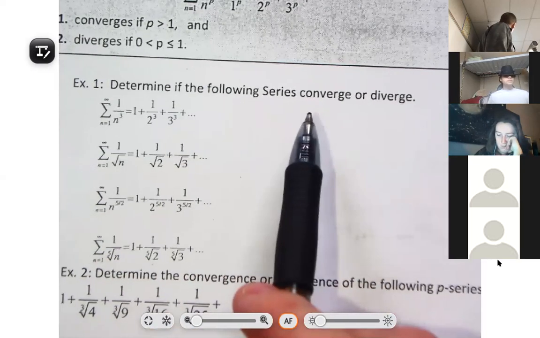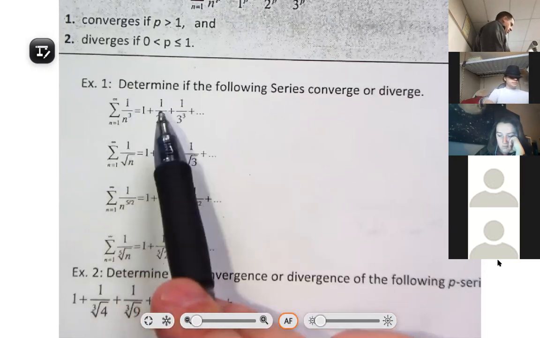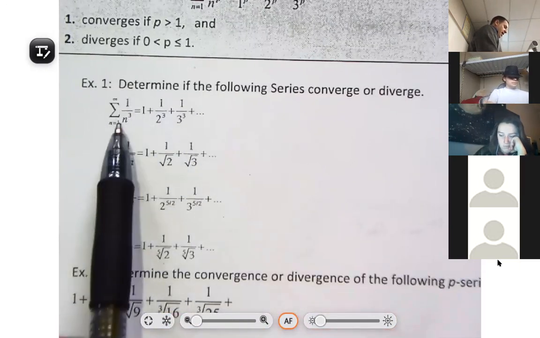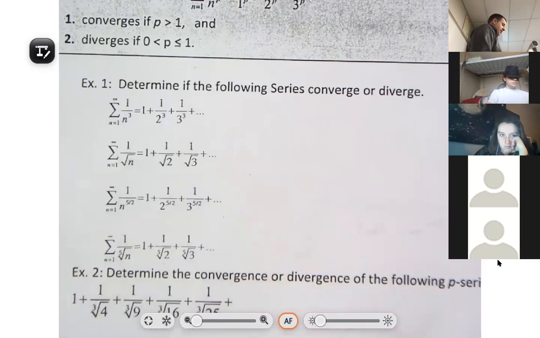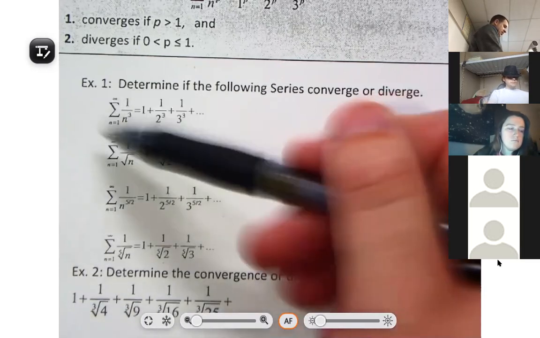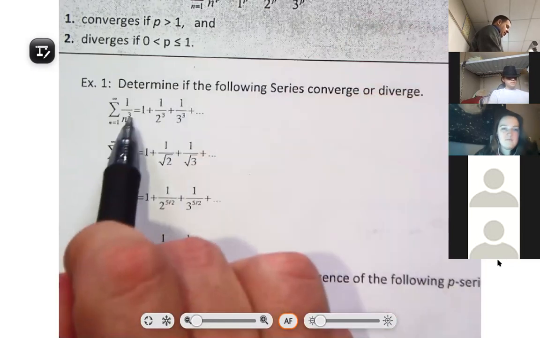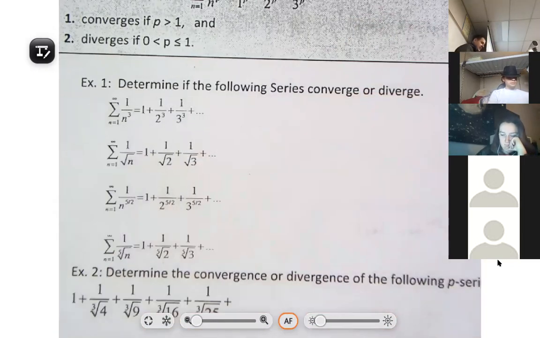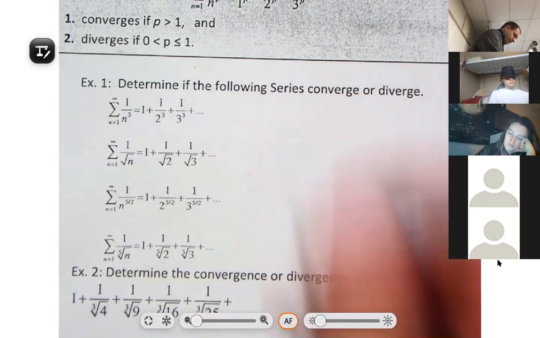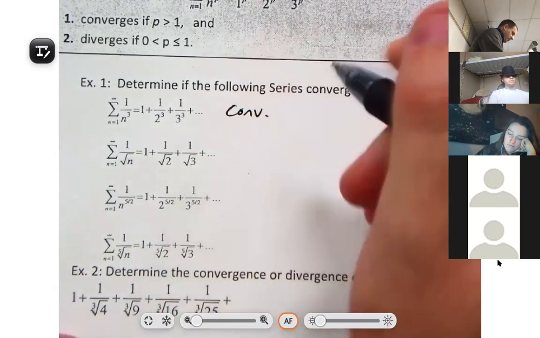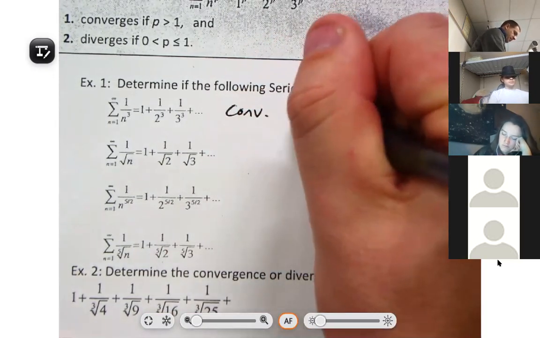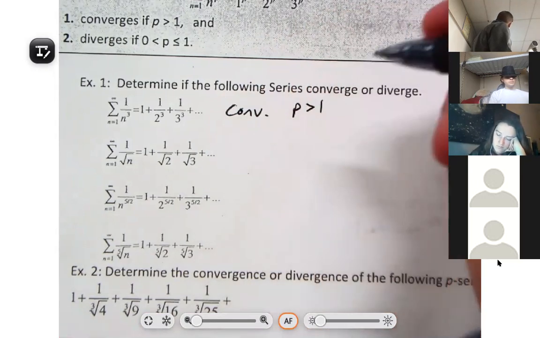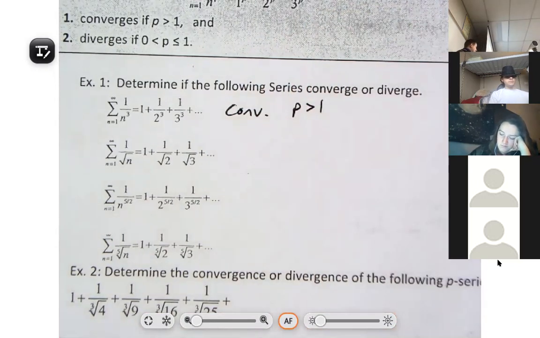So it says determine if the following series converge or diverge. I have the sum of 1 over n cubed from 1 to infinity. This is a P-series test. All I'm doing is looking at that exponent. If it's greater than 1, this series converges. I don't know what it converges to, but I know that this converges because P is 3. This one converges. P is greater than 1. How nice is that?